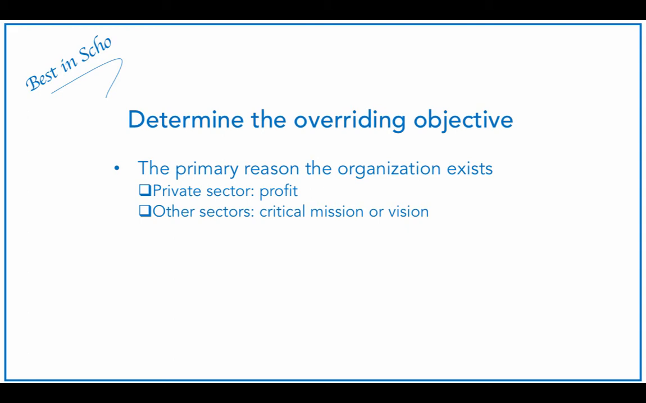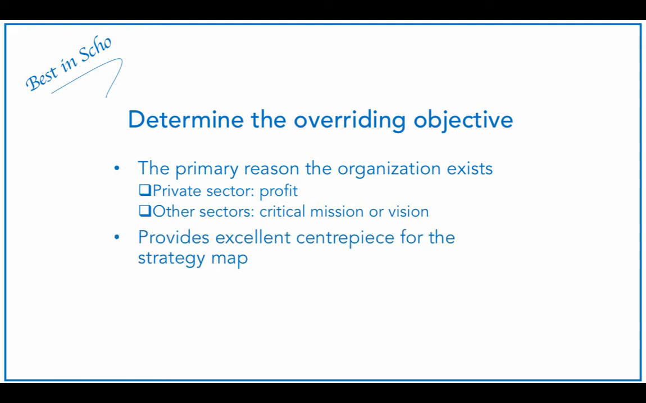In other sectors like not-for-profit, government, and NGOs, the overriding objective is to accomplish some type of critical mission. Of course, money is still very important. No cash flow, no vision, I always say. However, it is more of an input to be spent wisely. A well-articulated overriding objective provides an excellent centerpiece for the strategy map.